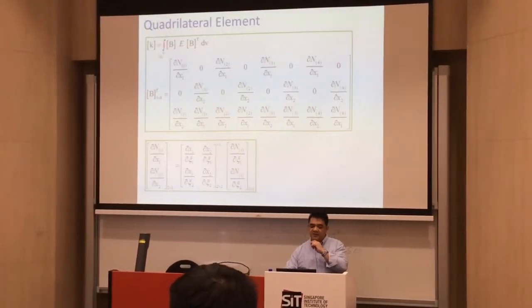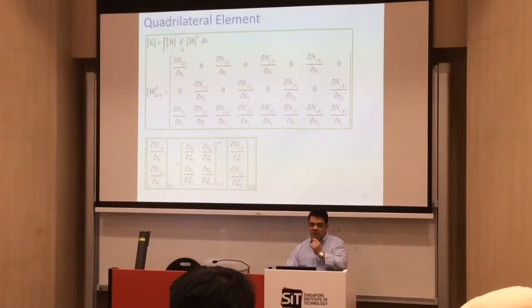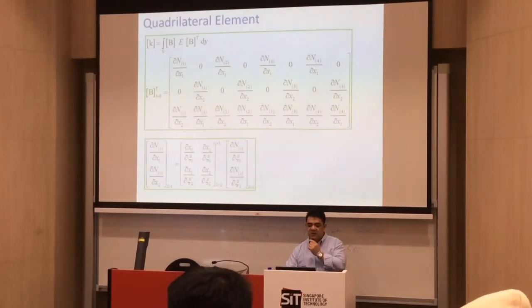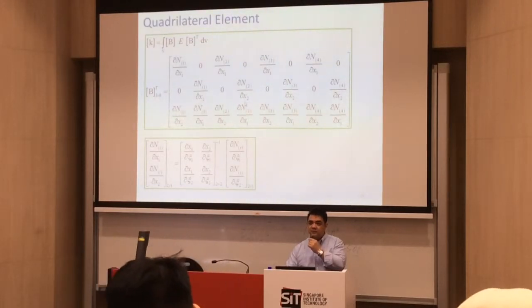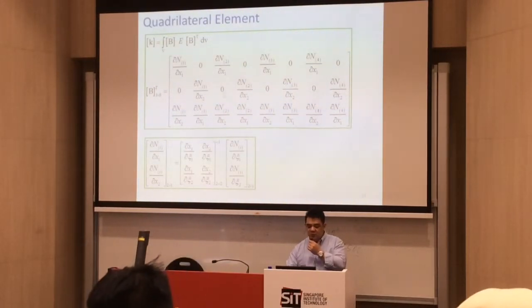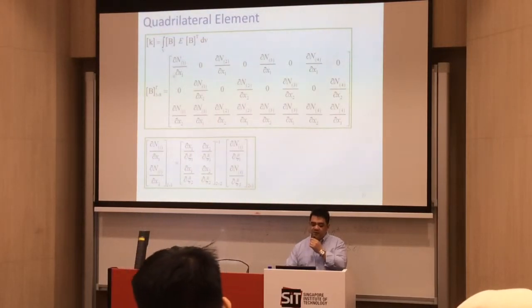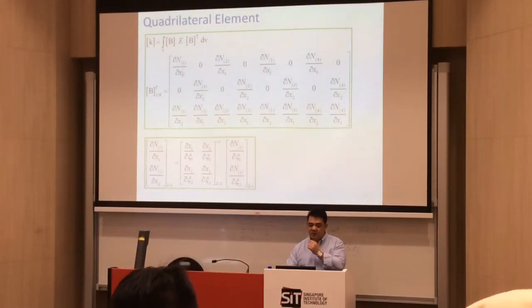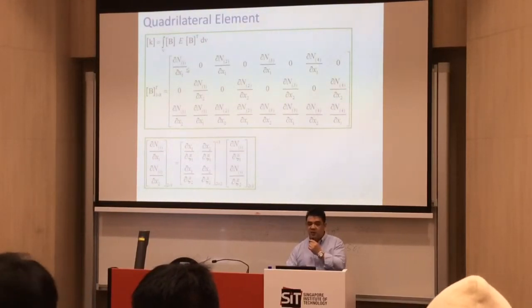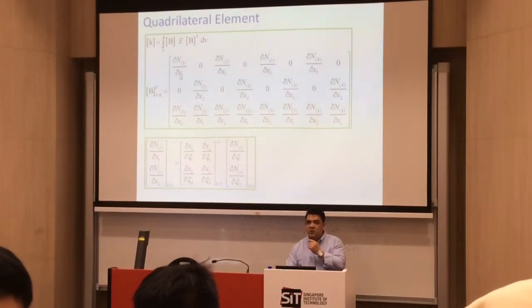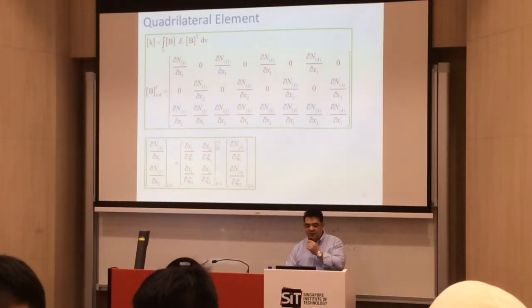Now, this is our original stiffness matrix equation, K equal to B transpose E B. For this one, you need to take the partial derivative of your shape function with respect to x1 and x2. But instead of using this one, we're going to have a different expression. Instead of taking the partial derivative with respect to x1 and x2, we're going to take the partial derivative with respect to c1 and c2. To be able to do that, we need a Jacobian, which is this one here.